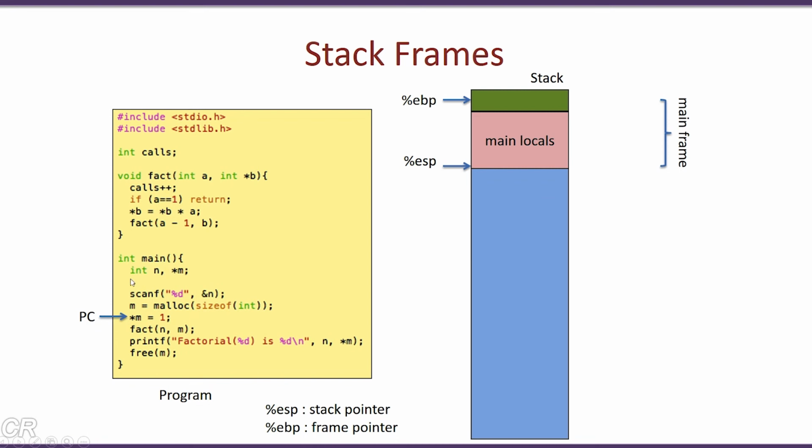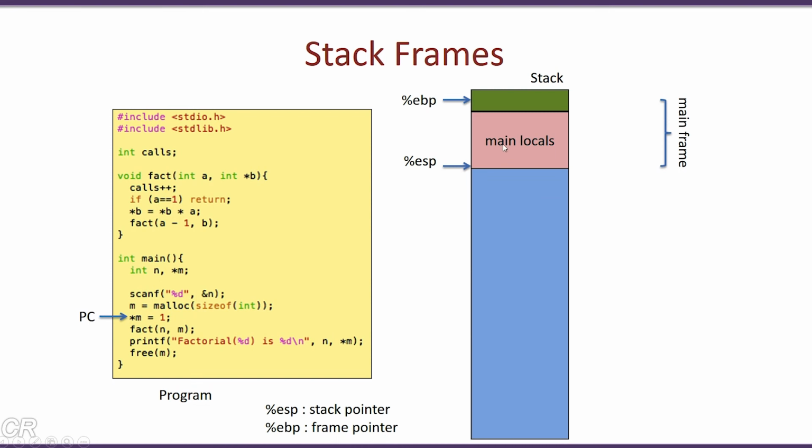Now when the main function is executing and the program counter is pointing to this particular instruction, then we have this as the active frame. So we call this the main stack frame, and it is the active frame because it is between the base pointer and the stack pointer. So this region is the active frame. Now in this region we have all the locals that are present in main. That is, the locals n and m are mapped to memory regions present in this area.